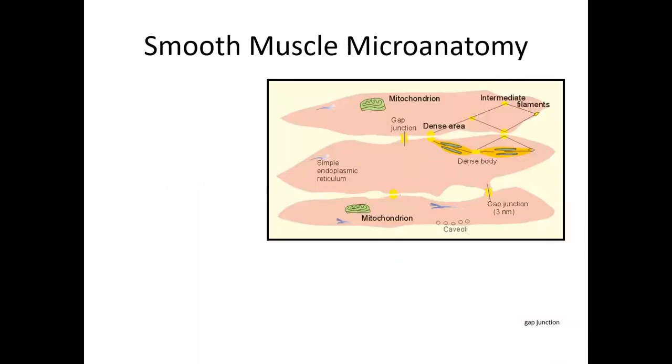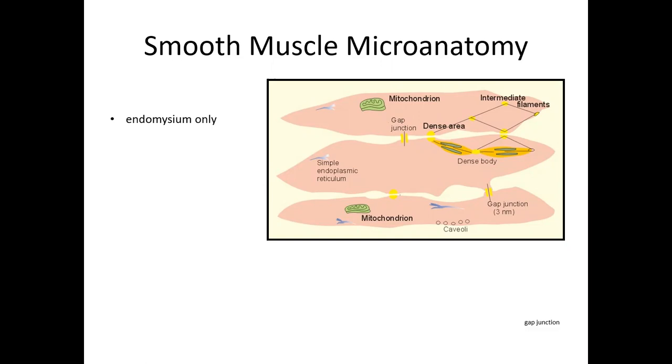So here's another picture showing you some microanatomy of 3 adjacent smooth muscle cells, where you can see the fishnet stocking intermediate filaments attached to the yellow blobs, which are those dense bodies. And then the more gold and dark green, that's going to be where the actin and myosin is.